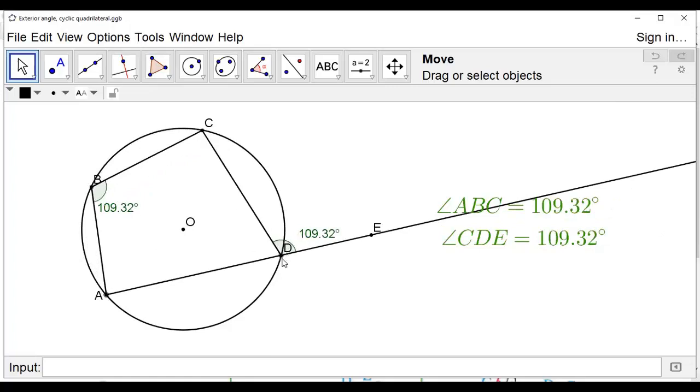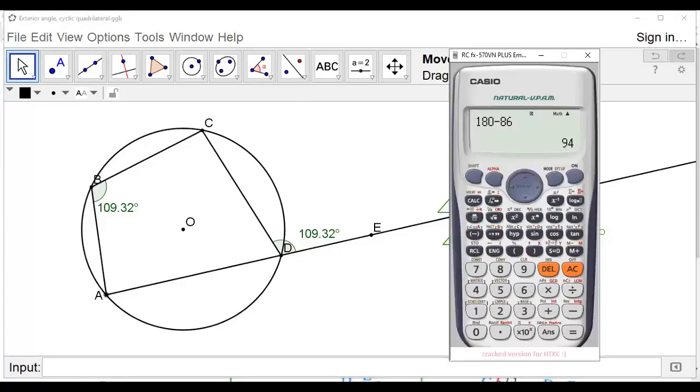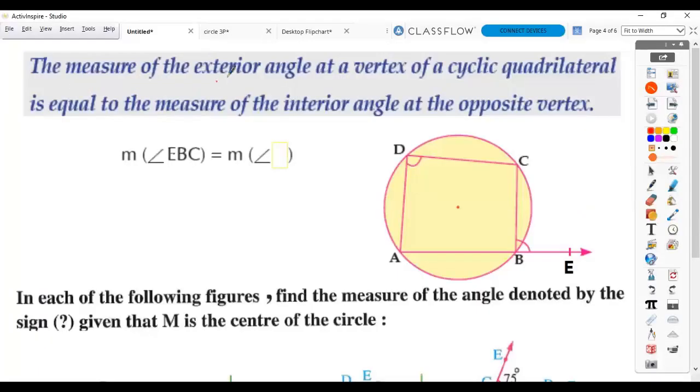So we can say that the measure of the exterior angle at a vertex of a cyclic quad, like here, it is EBC, is equal to the measure of the interior angle at the opposite vertex. We speak about the vertex B, exterior at B, opposite to B is D. So here, the measure of angle EBC equals the measure of angle D.